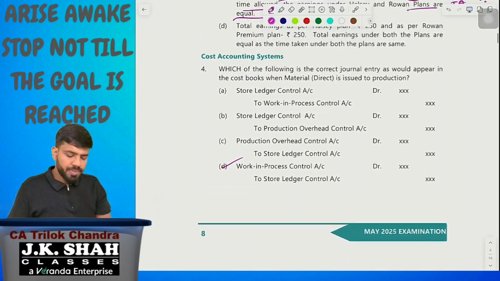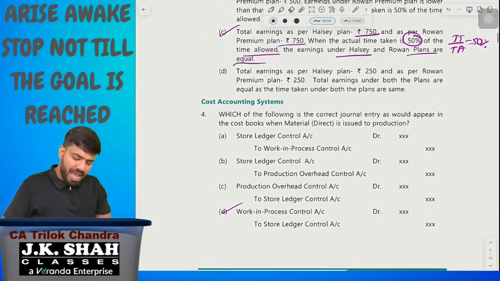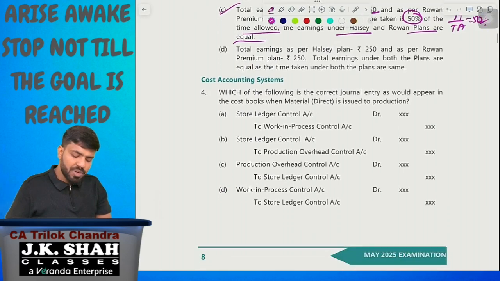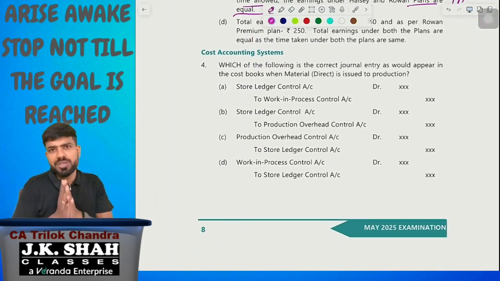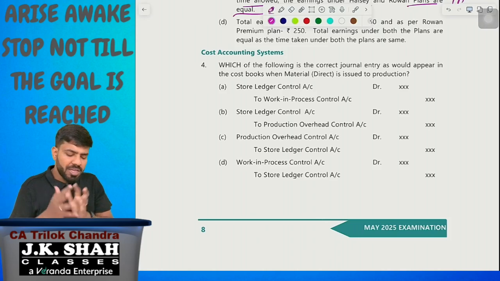Clear? Next, cost accounting system. I haven't uploaded the video based on the cost accounting system. Maybe tomorrow or the day after tomorrow I am going to upload the video on the cost accounting system.